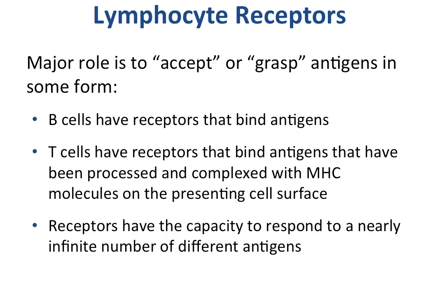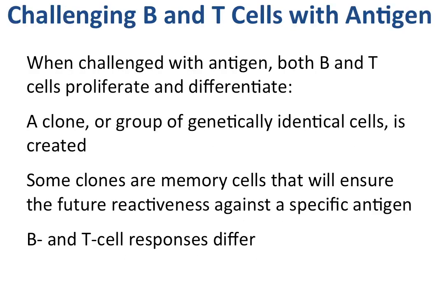The function of the lymphocyte receptor is to accept and grasp the antigen. For example, the B cells have receptors that can bind antigens. T cells also have receptors that can bind antigens. So once the receptor binds to the antigen, it can induce the immune response.